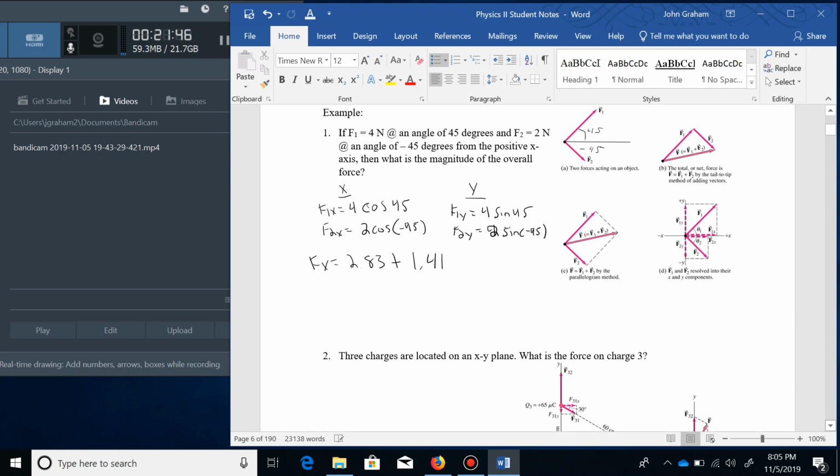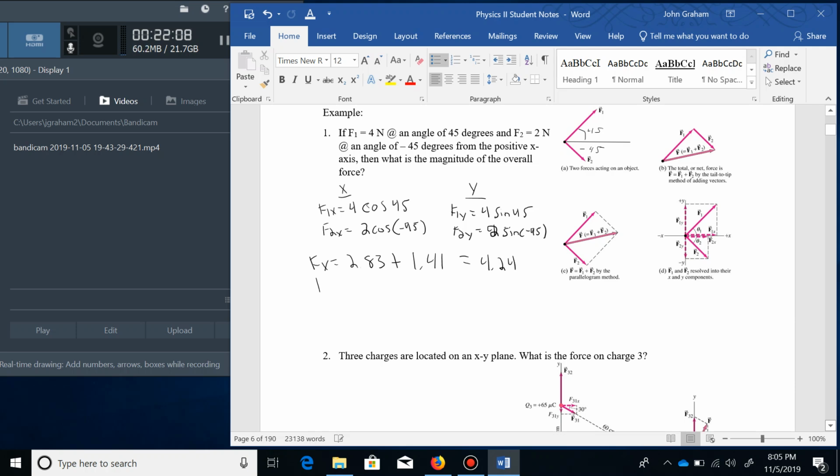And if we think about it, this makes sense. Both of these are in a positive x direction, so they should add together. And when we add them, we get 4.24, rounding of course.